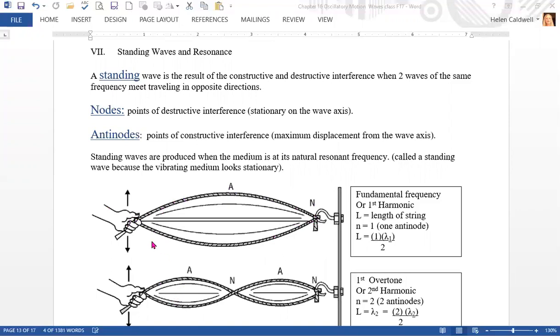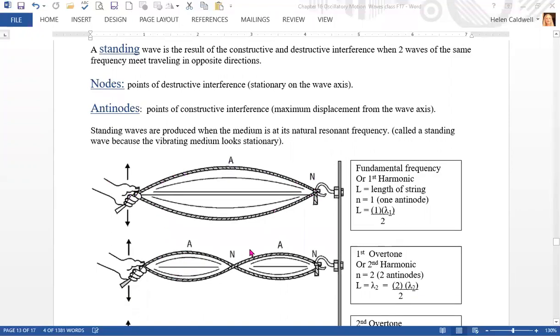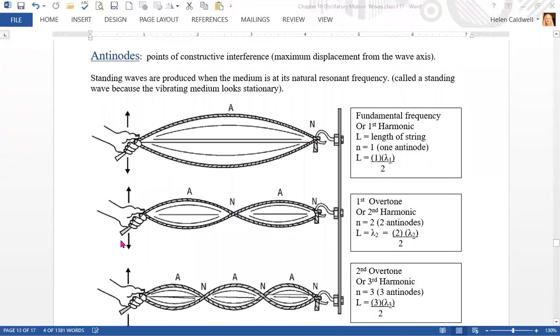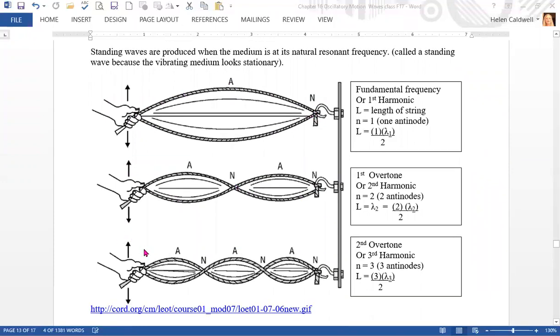In the second drawing, you have two antinodes and 1, 2, 3 nodes. And then we have a last diagram where we have 3 antinodes and 1, 2, 3, 4 nodes. So with all of these, the rope is the same length. It's just how we're shaking it.